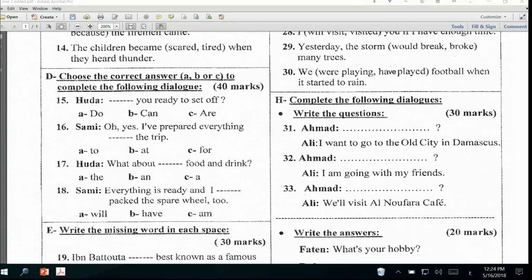Ready is an adjective. Are you happy? Are you sad? Do and can are usually followed by an infinitive, so it's not accepted. Exactly. Thank you so much, Miss Abir.